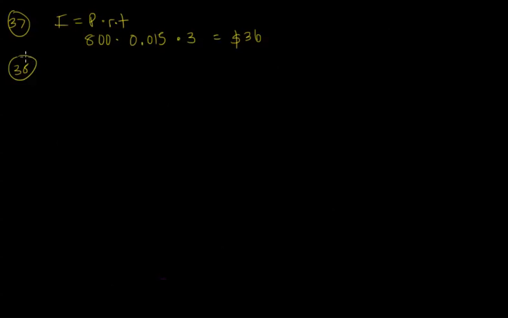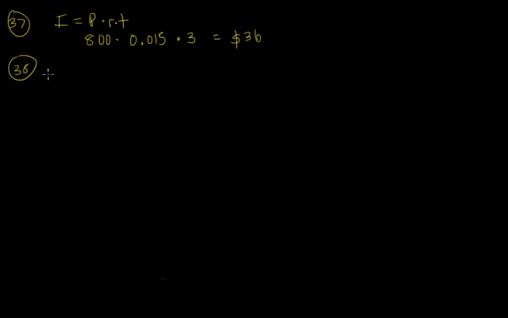Starting with 37. 800 bucks is deposited at an interest rate of 1.5% for 3 years. Remember, it's I equals P times R times T. P is 800. It's 1.5%, so we write that as 0.015 times 3 years. When you multiply those out, the amount of interest is 36 bucks. Next, 38.